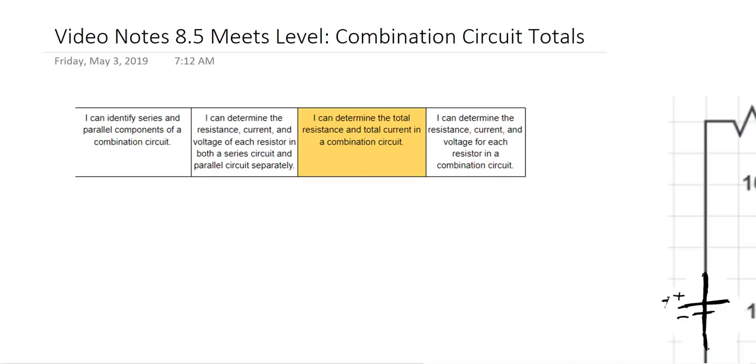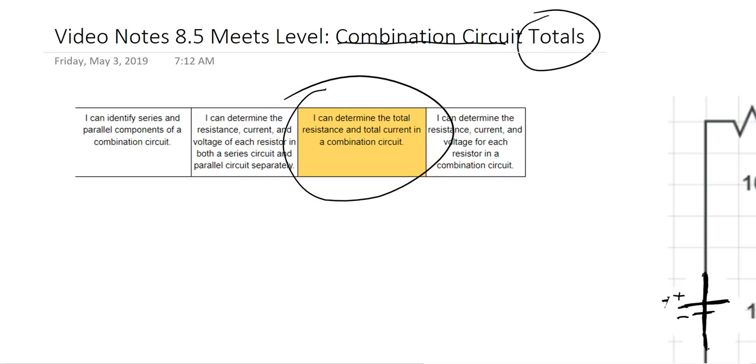Hello everybody and welcome to your video notes on Learning Target 8.5 at the MEATS level, all about combination circuits and finding their totals. So what I mean by that is what's right here in yellow: I can determine the total resistance and total current in a combination circuit.